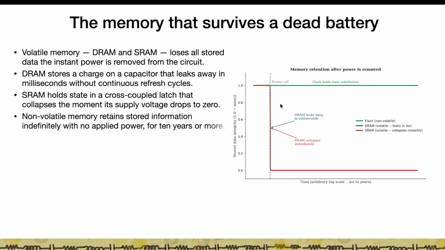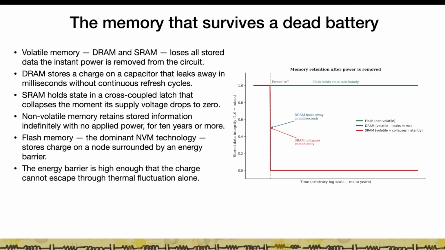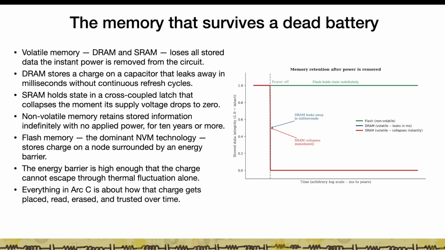The question worth asking is not what non-volatile memory does. It's obvious from the figure. The question is what physical mechanism makes the flat green curve possible when the laws of thermodynamics seem to demand that the stored charge should leak away. The answer is an energy barrier.